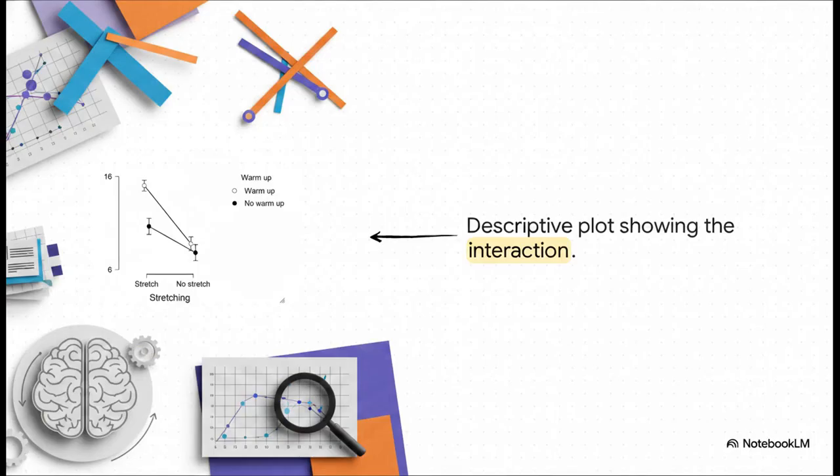You know what they say? A picture is worth 1,000 data points. When we visualize the data, notice how the lines representing the warm-up conditions are totally non-parallel? The fact that they're crossing paths is textbook visual proof, demonstrating the strong presence of an interaction effect.